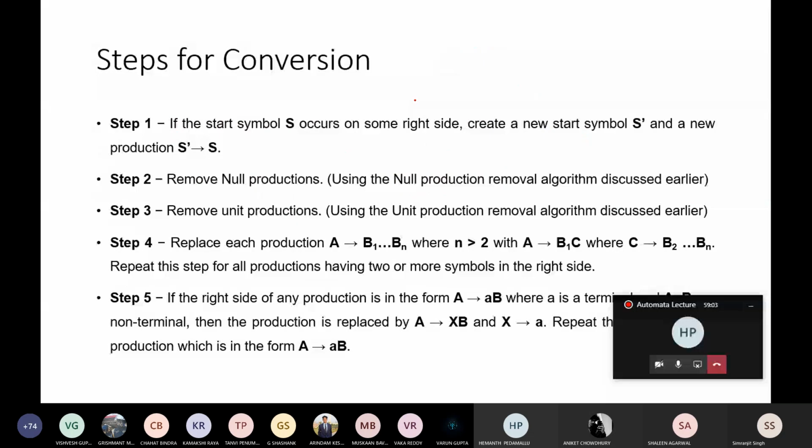Okay. So now these are the steps of conversion, and these are also called the algorithm. So see the first step here. The first step is: if the start symbol occurs on the right hand side. I will tell you an example of what exactly the right hand side means. Suppose this is the production, A tends to AB, then A tends to ASB. So now the start symbol is occurring on the right hand side.